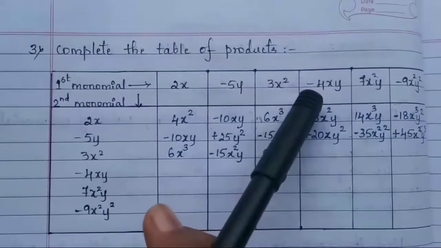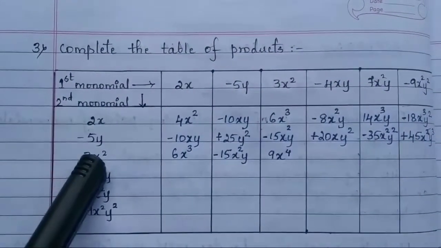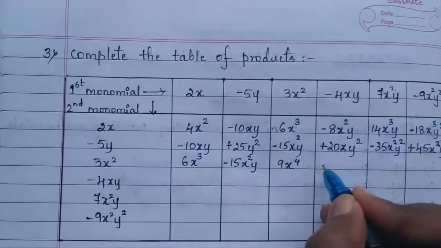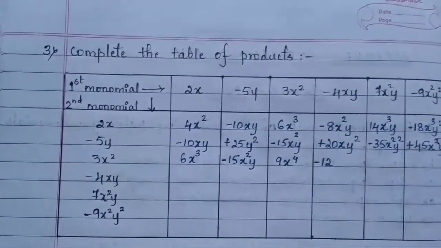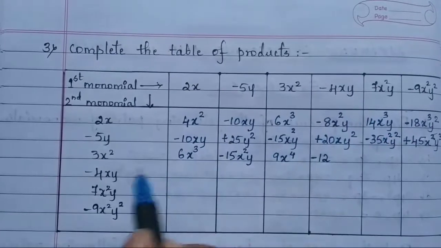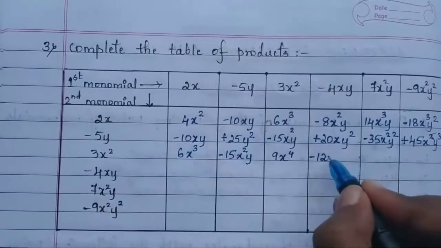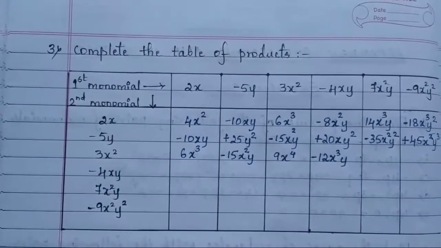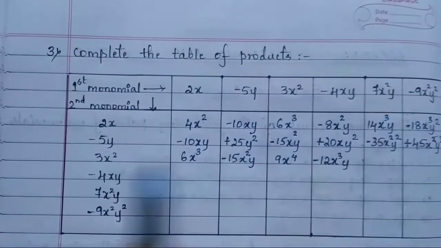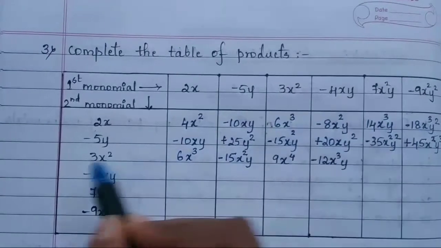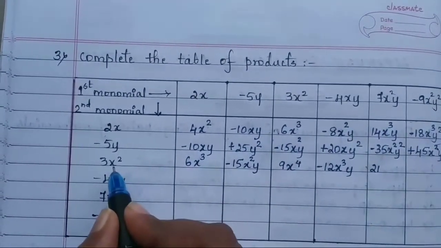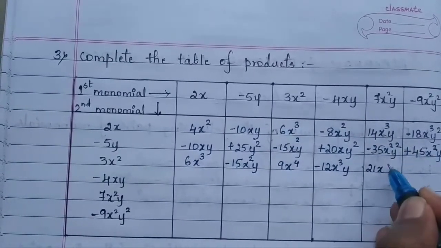Okay, next is minus 4xy and 3x square. Minus 4 into 3 is minus 12. 4 3s are 12, and x and x square we are having x cube, and y will be as it is. Next, 7x square y and 3x square. 7 3s are 21. x square and x square will become x to the power of 4.